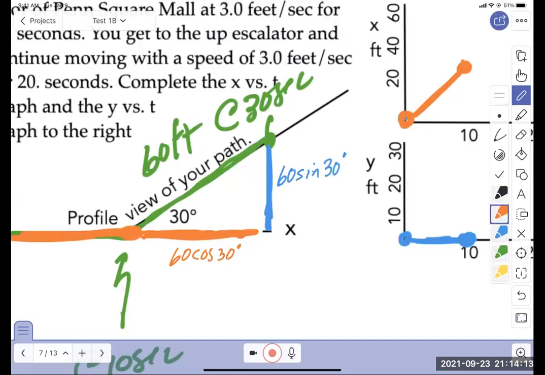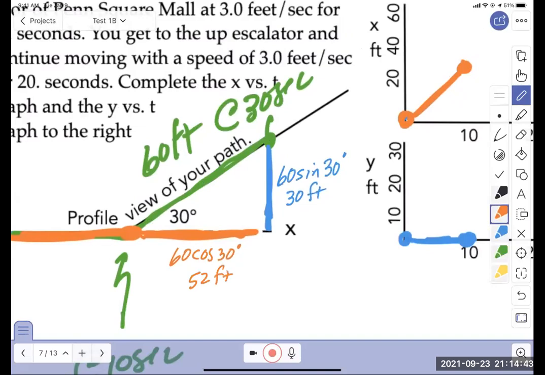So sine of 30 is 1/2, so this is going to be 30 feet. And cosine is root 3/2. It's a little harder, so cosine 30 is not so nice. So we have to say 60 cosine 30, and we get 51.96. I'm just going to say 52 feet this way.